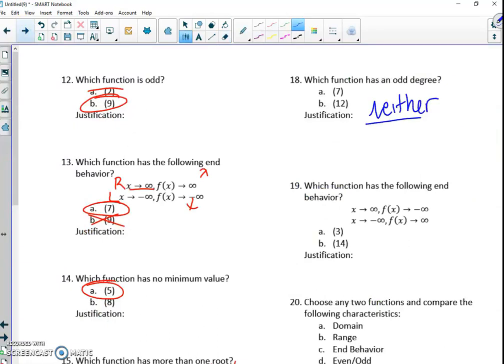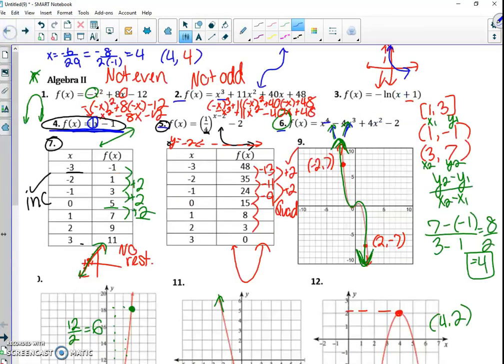All right, 19 says, which function has the following end behavior? So remember, positive infinity means right side. Negative infinity means left side. So they want the right side to be going down, negative infinity, and then they want the left side to be going up. Let's just stick to right side down. So function 3 and 14. Function 3. So they want the right side to be going down. So this one, the right side is going down.